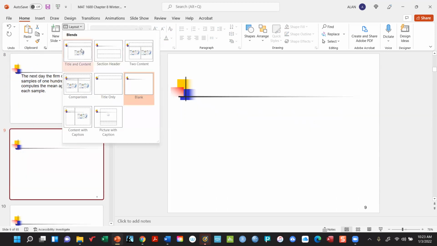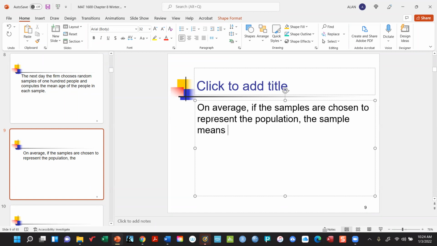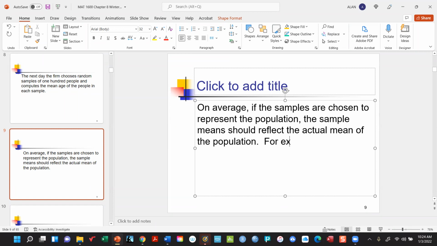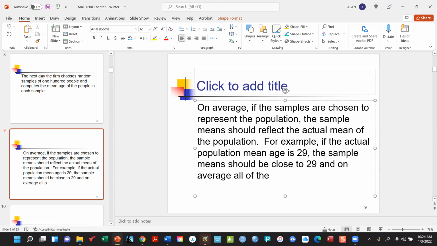On average, if the samples are chosen well, or to represent the population, the sample means should reflect the actual mean of the population. In other words, if, for example, the actual population mean age is 29, the sample means should be close to 29. And on average, all of the sample means should average out to 29.